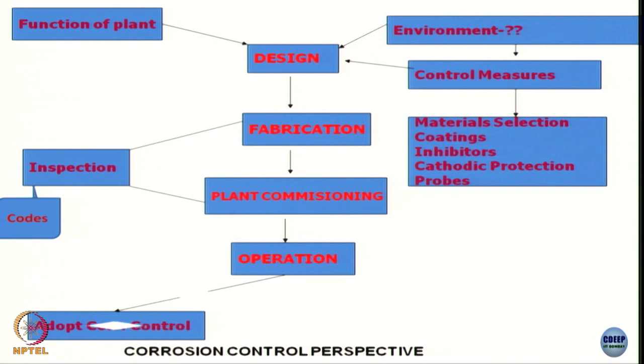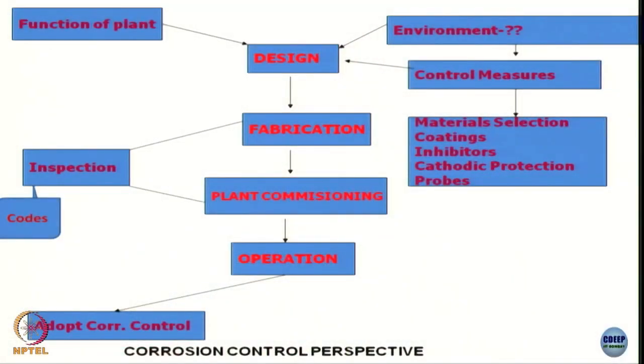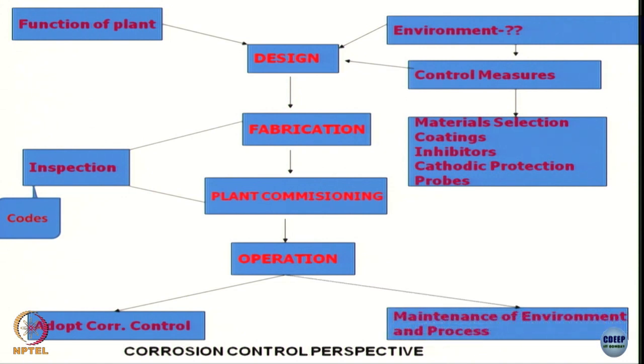Coming to operation, it is very important to adapt the corrosion control measures. In the design stage itself, you decide, now what to do? Am I going to go for cathodic protection, or am I going to go for inhibitors, or coatings, for example. Whatever you decide, they are to be properly adapted in the practice, maintenance of the environment and process control.